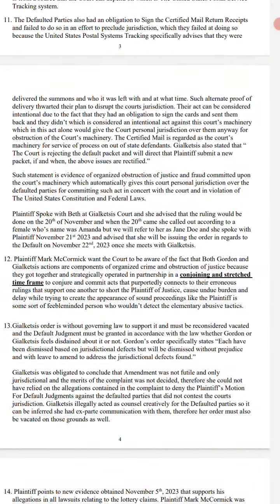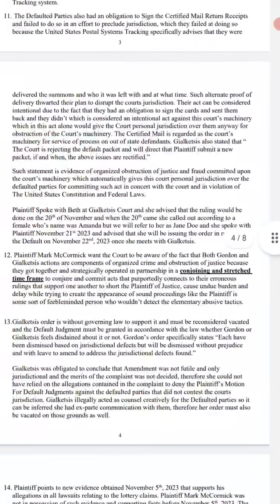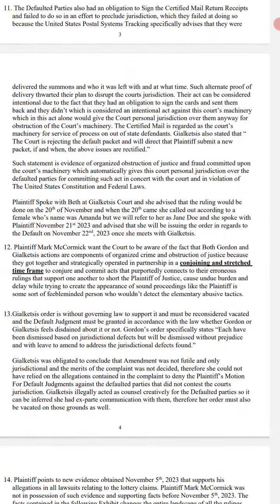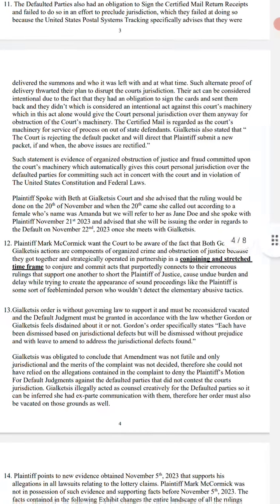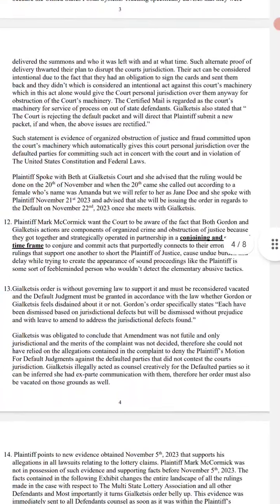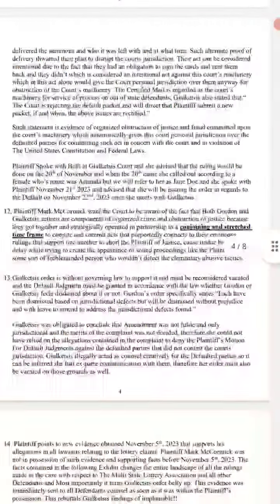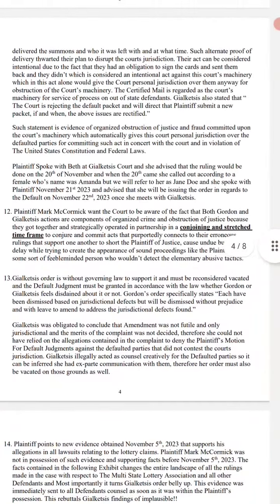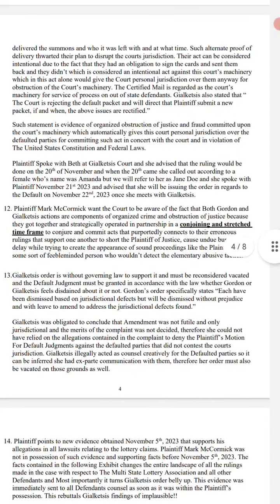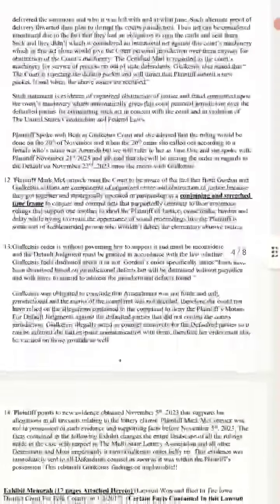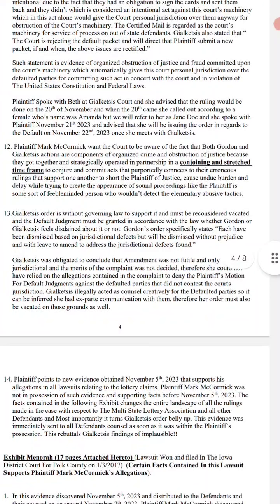The evidence proves the defaulted parties received the summons and complaint according to the evidence provided by plaintiff Mark McCormick in his motion for default package. The evidence is from a source that the court can depend on, which is the United States Postal Service tracking system. The defaulted parties also had an obligation to sign the certified mail return receipts and failed to do so in an effort to preclude jurisdiction, while they failed at doing so because the United States Postal System's tracking specifically advises that they were delivered the summons and who it was left with and at what time. Such alternate proof of delivery thwarted their plan to disrupt the court's jurisdiction.